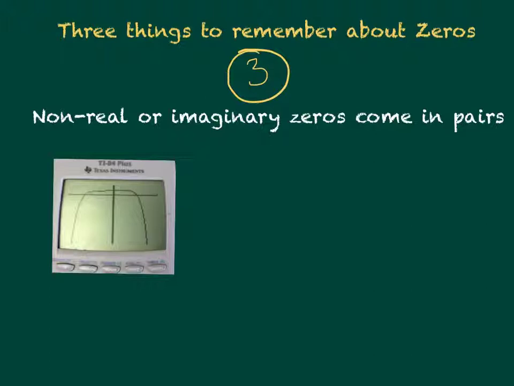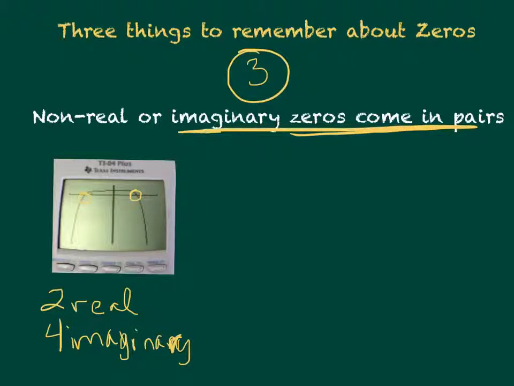So if we look at this function, remember we had 2 real, and this is actually a 6-degree function, and so that means we're going to have 4 imaginary. Now I'm going to talk more about having the imaginary in just a moment, but I want to talk more about this concept of the imaginary zeros that come in pairs.